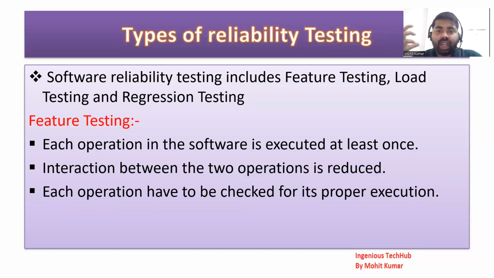We have types of reliability testing. Software reliability testing includes feature testing, load testing, and regression testing. What is feature testing? Each operation in the software is executed at least once. Whatever operations you have in your software, each must be executed once. Interaction between two operations is reduced, and each operation has to be checked for its proper execution. This is feature testing.